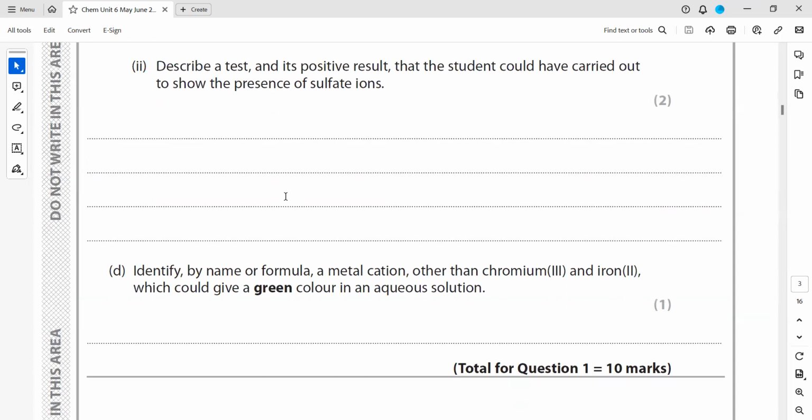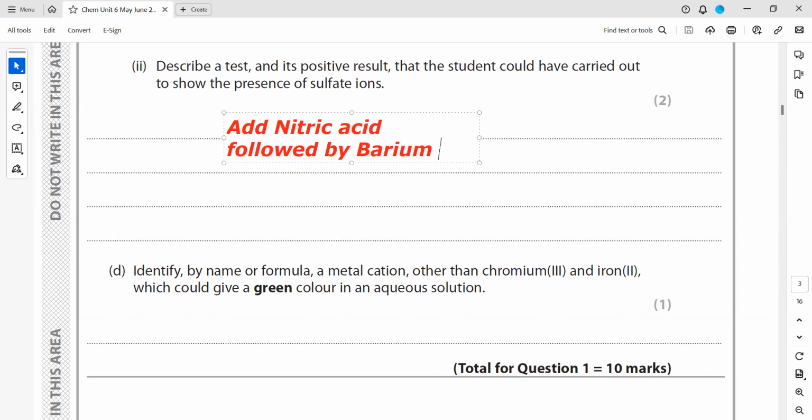Describe a test and its positive result that the student could carry out to show the presence of sulfate ions. What is the test for a sulfate ion? Add nitric acid, followed by aqueous barium chloride or barium nitrate, and it will form a white PPT.